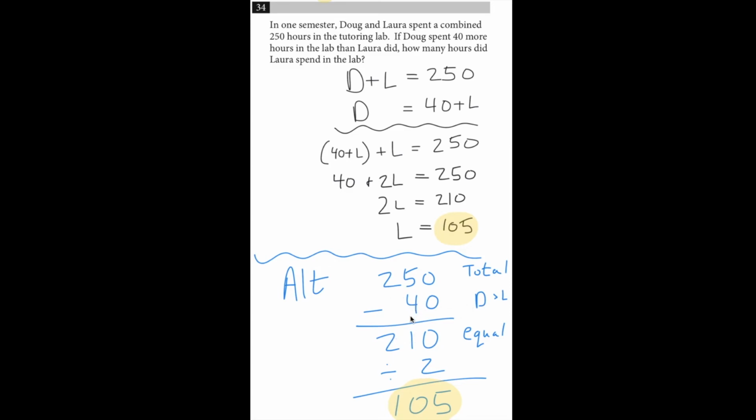divide by 2. So in order to divide by 2, we have to first subtract out Doug's excess. And now Doug and Laura have an equal amount, 210. Dividing it by 2, you get 105. It's the same basic operations we're doing here, just more calculation-based as opposed to equation-based.